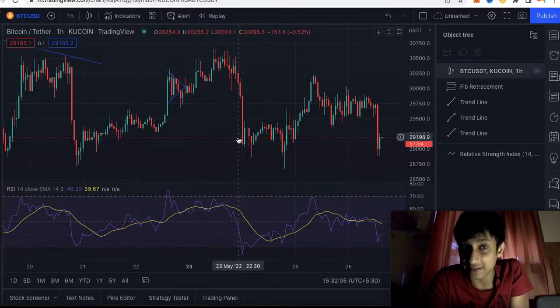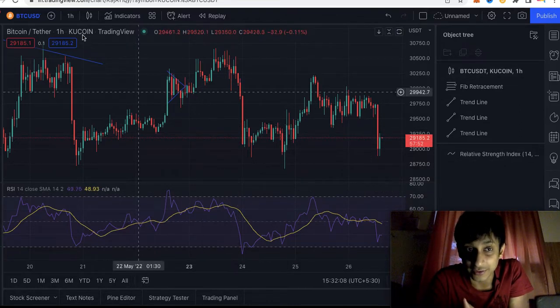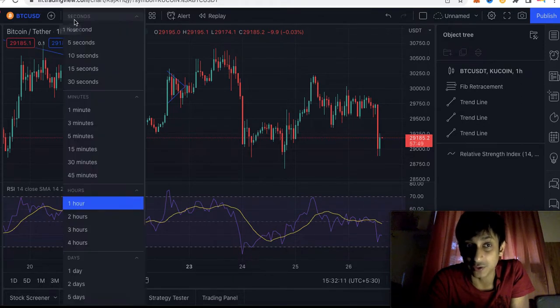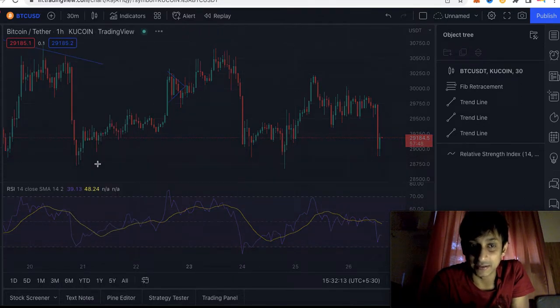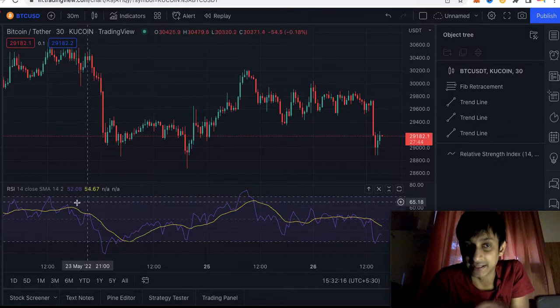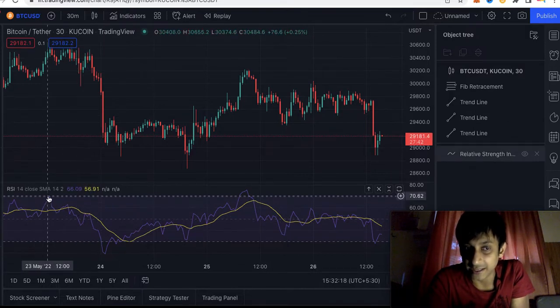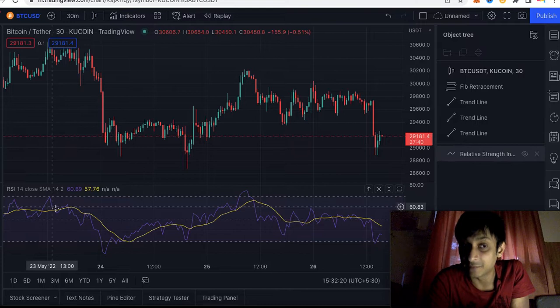So on a day-to-day basis, if you want to get into a trade or get out of a trade, you can use this hourly indicator, or even 30 minutes. If you put 30 minutes, a different RSI indicator will open. Again, as you can see over here, if you would have sold, that would have been one of the best decisions. Why?